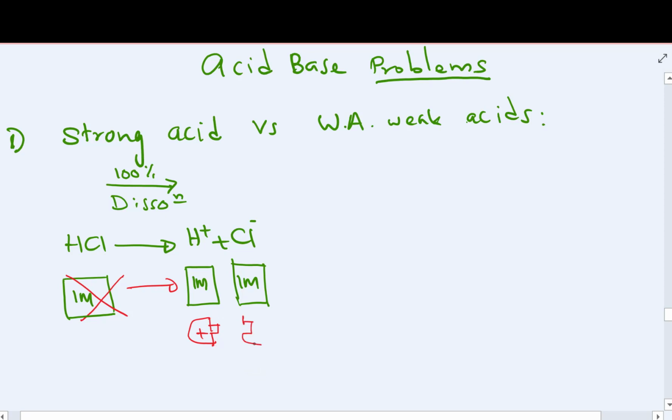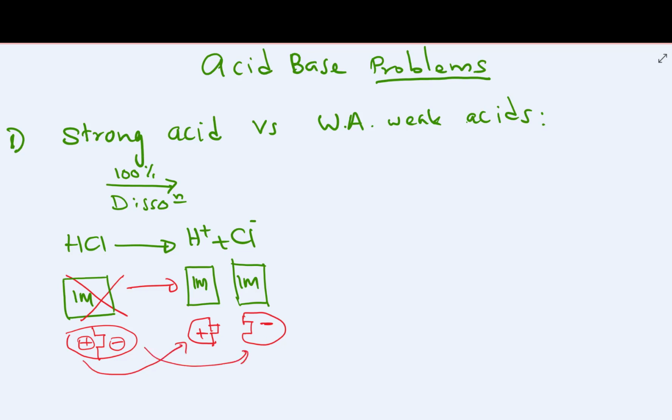That's what this one depicts. The picture should help you. 1 mole of HCl will give you 1 mole of proton. No HCl molecules left over.